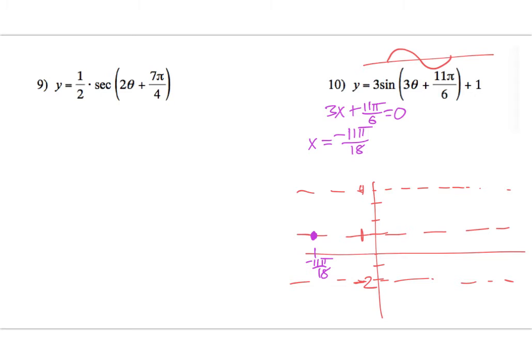Doing the same thing on the other side. We've got 3x plus 11 pi over 6 is equal to 2 pi. We know that's 12 pi over 6. So that would really be 3x is equal to 1 pi over 6, which means we get an ending point of 1 pi over 18 for our cycle. And again, that's going to be on the midline as well. So we're going to go there. All right, exactly between those two.